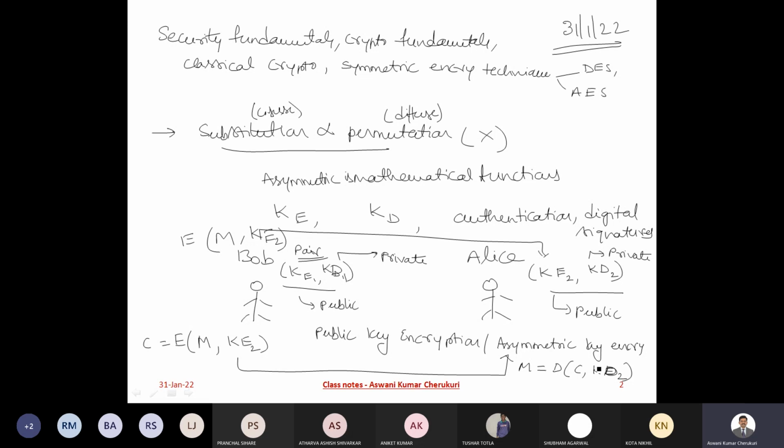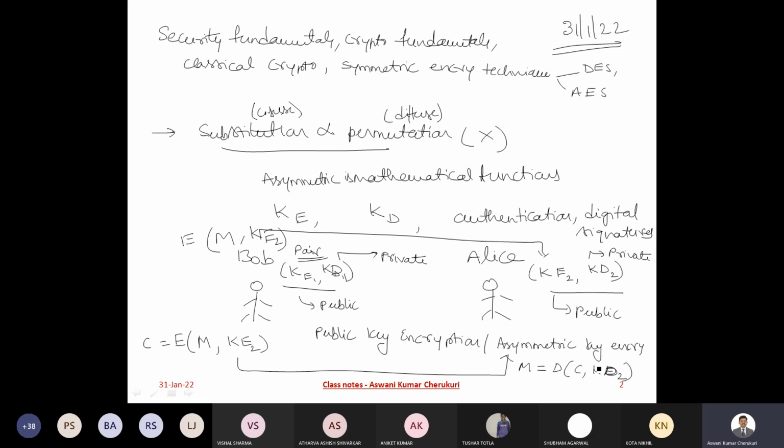Private key of Alice that only she has. So Alice has a private key. Of course, she has the pair: a public key and a private key. Bob has used Alice's public key and encrypted the message. Alice is using her private key and decrypting the message. Since Alice is using her private key, only she will be able to decrypt that message.